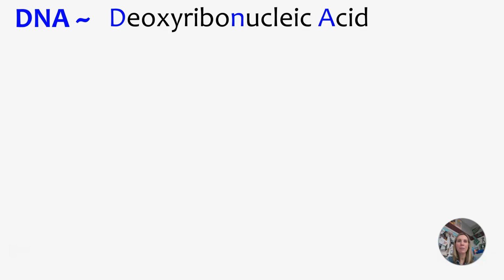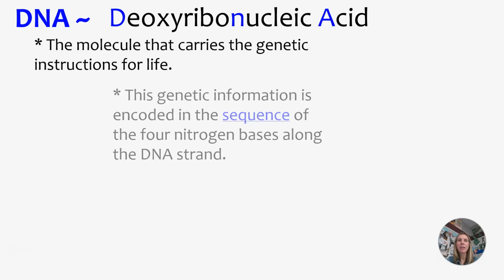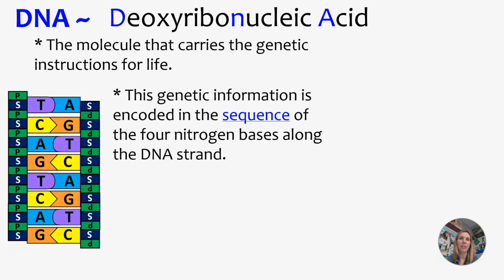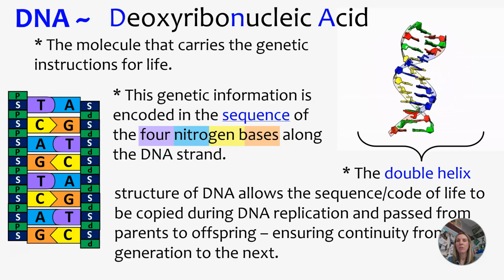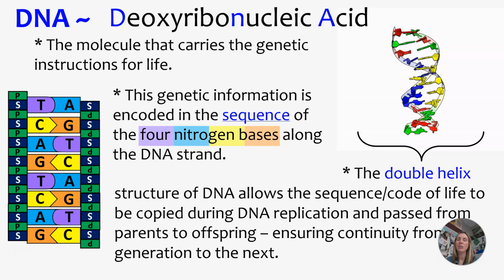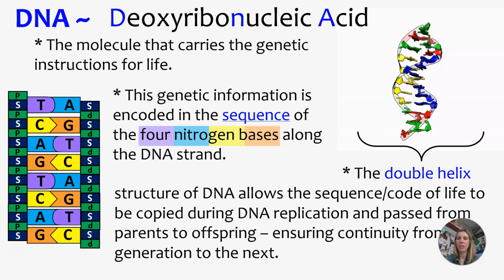DNA stands for deoxyribonucleic acid. And again, it is the molecule that carries instructions for life, specifically making proteins, which then build life and regulate all of the processes of life. This genetic information is encoded in the sequence of 4 nitrogen bases, so A's, T's, G's, and C's. And the order of these nitrogen bases will determine the genetic code. DNA is also described as a double helix, meaning that it has 2 sides to the strand and that it is a twisted shape.